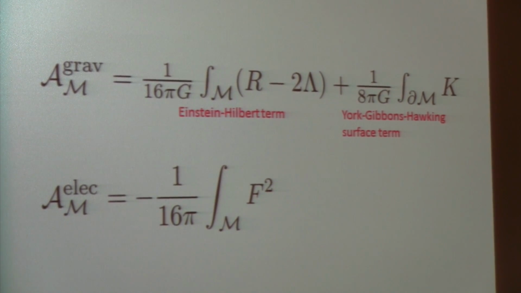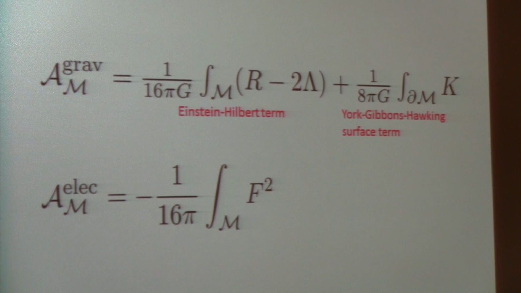You can also consider electromagnetism, and we'll do that a little bit later. In that case, you'd have F squared, so this is the field strength tensor, some term in the action like this. And so the proposal is literally just take this region, you have a solution, calculate the action, and that's supposed to be the complexity.